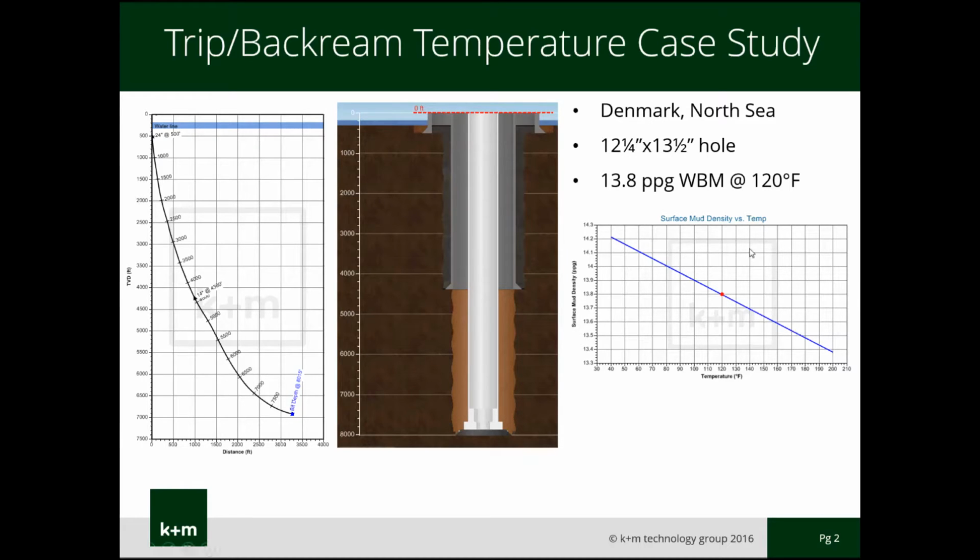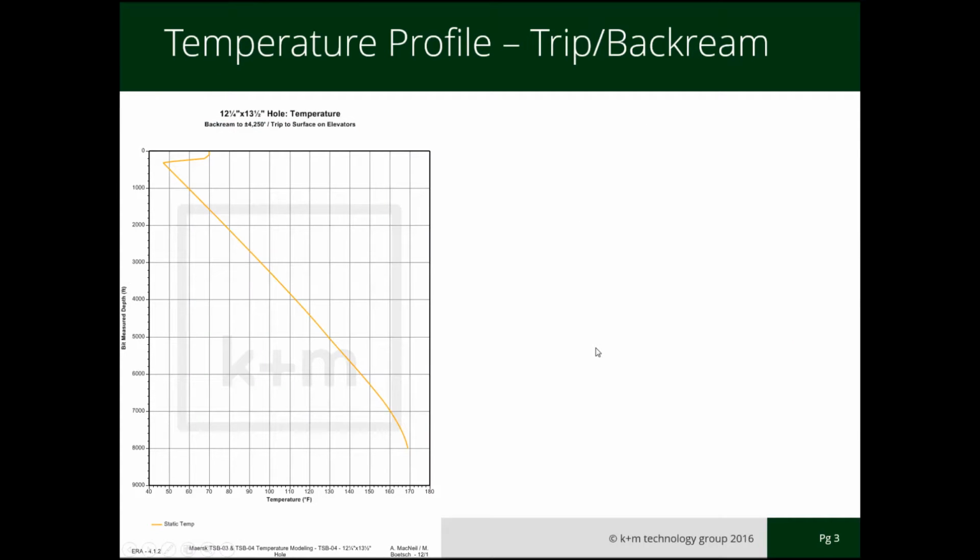You can see from our surface density versus temperature conversion chart that at 120 degrees Fahrenheit, that 13.8 pound per gallon mud weighs considerably more, up to 14.1 pound per gallon at 60 degrees Fahrenheit, or considerably less at 200 degrees Fahrenheit, 13.4 pound per gallon. But the point of this exercise is really to show you what happens with the temperature downhole when we do different operations. Now we believe that we have a fairly well calibrated temperature simulation.